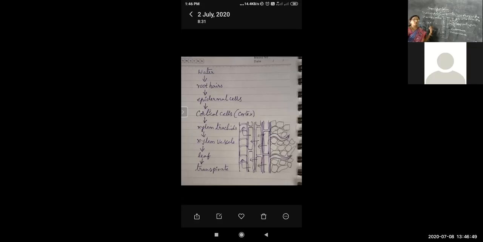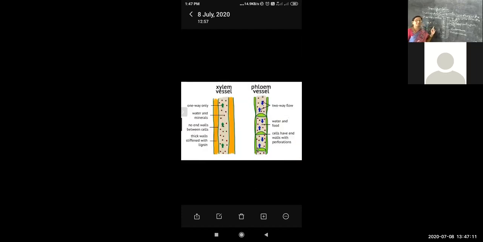When the water reaches the root hairs, I told you that one of the forces, suction force, is helpful. By that, root pressure will be developed in the root hairs itself, and with the help of the root pressure, the water is pushed into the epidermal cells. From the xylem vessels, when the water reaches the leaf, through the transpiration process it will be eliminated out.